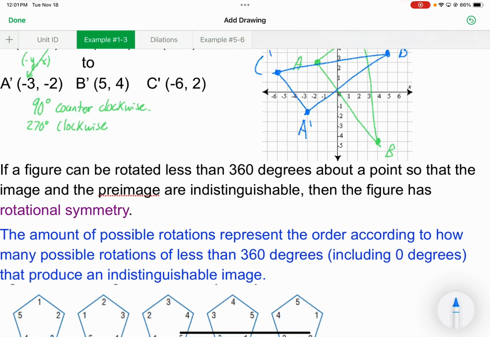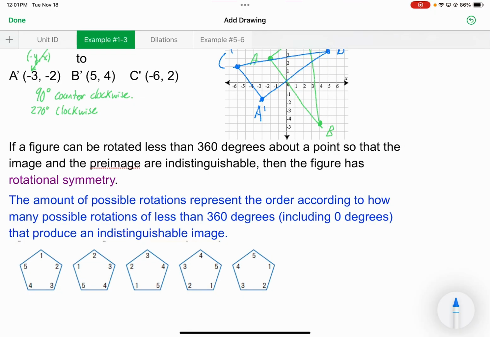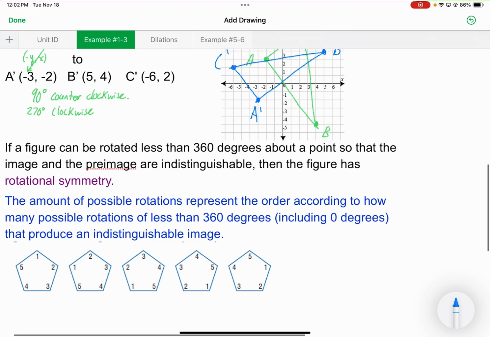Okay, let's talk about rotational symmetry. If a figure can be rotated less than 360 degrees about a point so that the image and the pre-image are indistinguishable, meaning they lie exactly on top of each other, then the figure has what is called rotational symmetry. The number of possible rotations represents the order, according to how many rotations less than 360 degrees. Now, we include 0 degrees when we talk about the number of rotations that we can have.